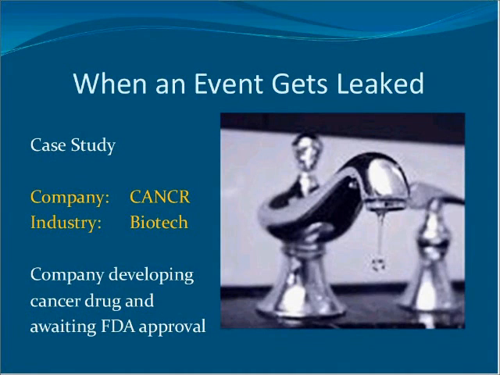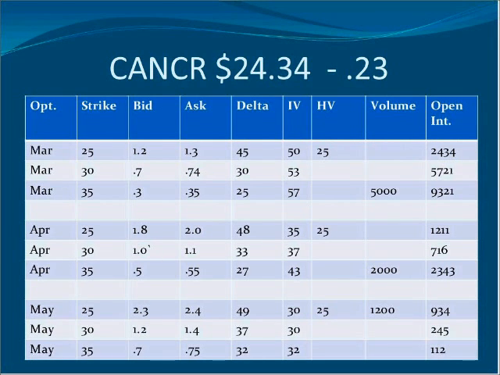So when an event gets leaked, here's a case study example. We have a biotech company developing a cancer drug and awaiting FDA approval. Well, if we look here, I set up some options where we have a strike price, we have a bid, we have an ask, and we have a delta, which is basically a percentage chance of this option ending up in the money. And we want to look at these out-of-the-money options in each month.